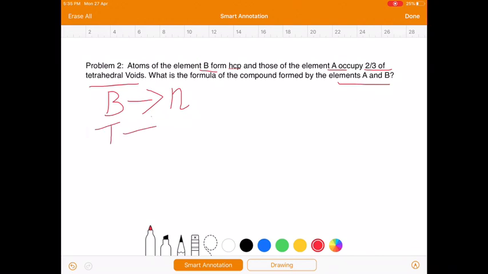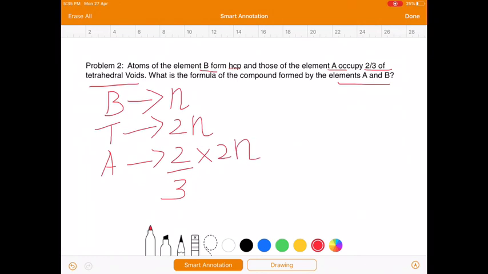T, I am marking it as T. In any close packing, the number of tetrahedral voids will be twice the number of particles forming the close packing. So if n is the number, then 2n will be the number of tetrahedral voids. Now it is given in the question that the element A occupies 2/3 of tetrahedral voids. So what will be the number of the element A? A is equal to 2/3 of 2n, that is the number of tetrahedral voids.